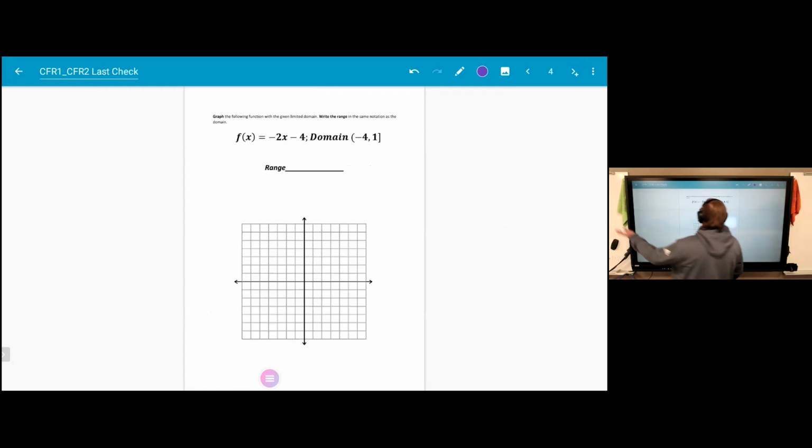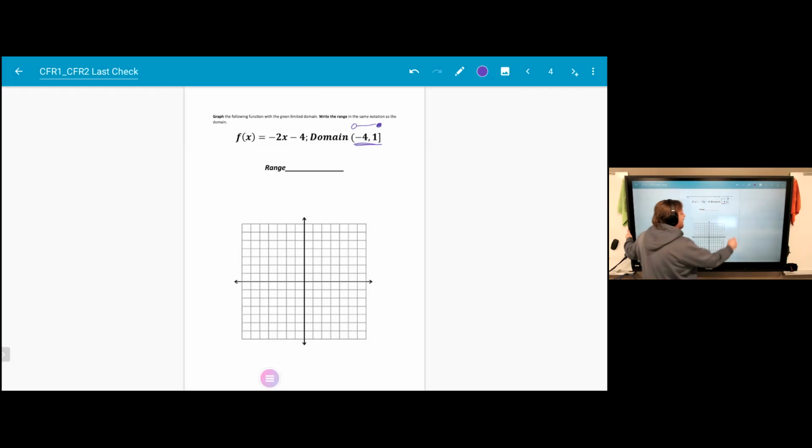The last one says, graph the following function with a limited domain. Write the range in the same notation as a domain. This notation right here, that notation is called interval notation. So our range also needs to be in interval notation. This also tells me at -4, I'm going to have an open circle, and at 1, I'm going to have a closed circle. This is going to be a line segment. This is a bounded line segment.